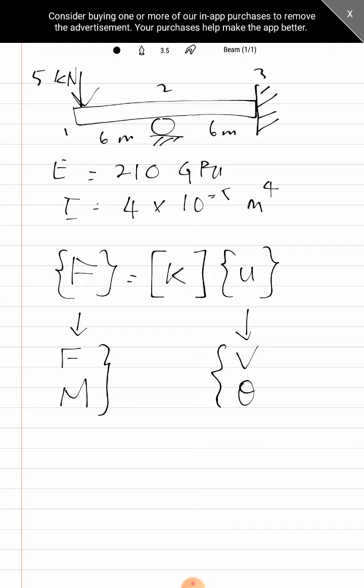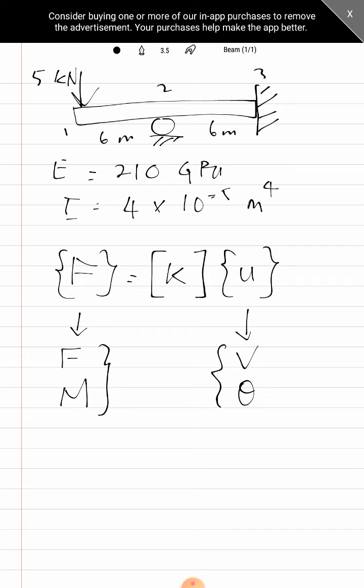For truss, remember your F is the force in X and also in Y direction, and for U in truss is the displacement in X direction, which is U, and the displacement in Y direction, which is V. But for beam, again, the F is a shear force, which is denoted by F, and bending moment denoted by M, and for U, the displacement or the deflection is vertical displacement V, and rotation theta, or you can call it the slope.